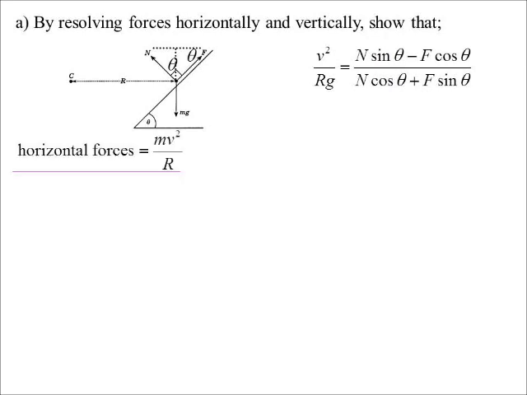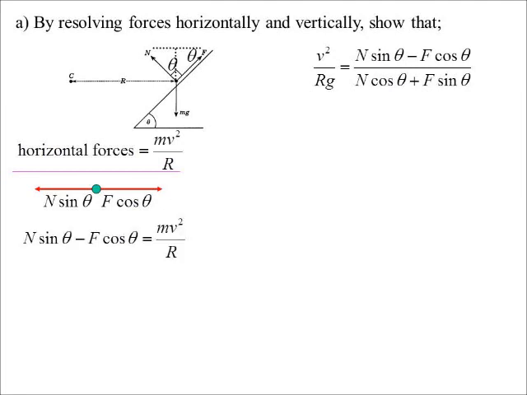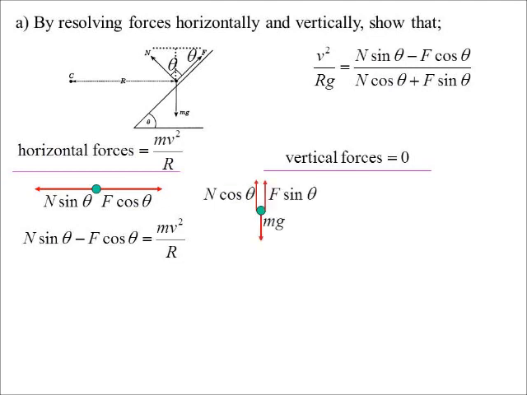We know all the horizontal forces will give us mv squared on r. So let's put those forces in. We'll have n sine theta going to the left, and friction F cos theta going to the right. Those two added together give us mv squared on r. Remember, the positive direction horizontally is towards the centre. Vertical forces will sum to give 0. We have n cos theta going up and F sine theta going up as well, and mg going down. So they all add to give 0.